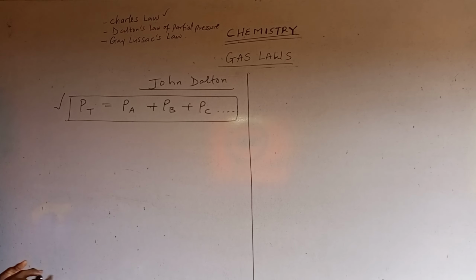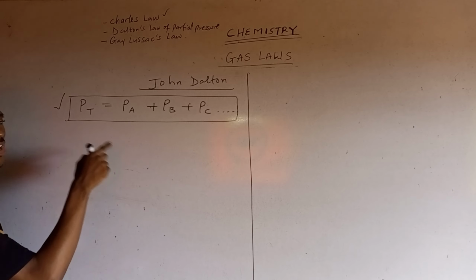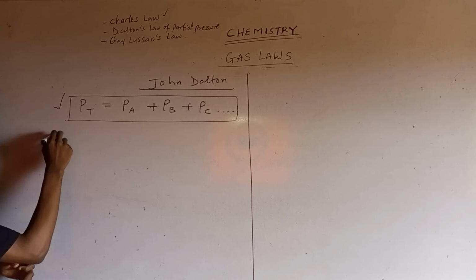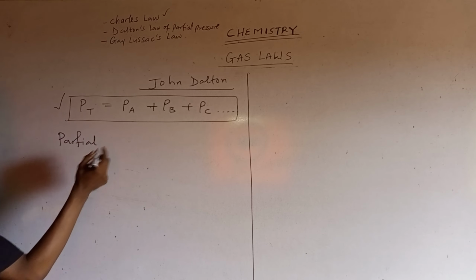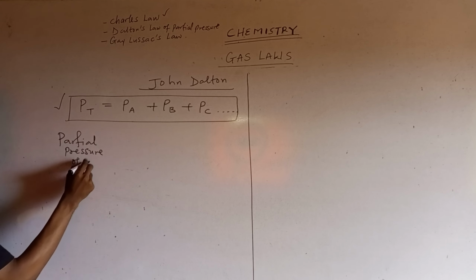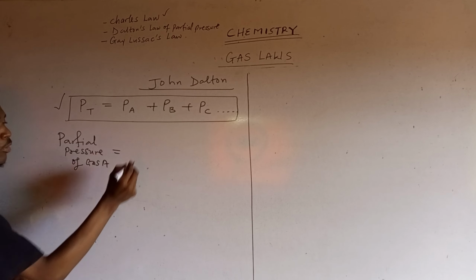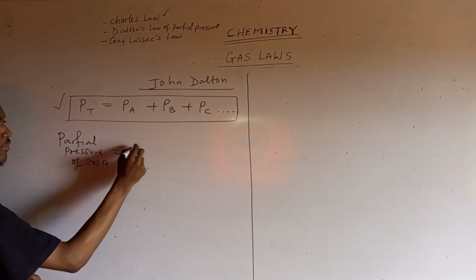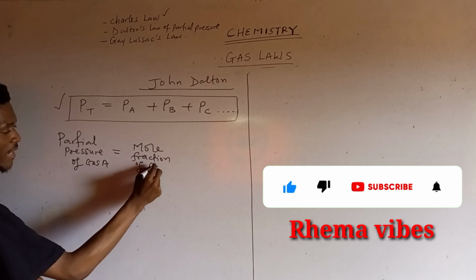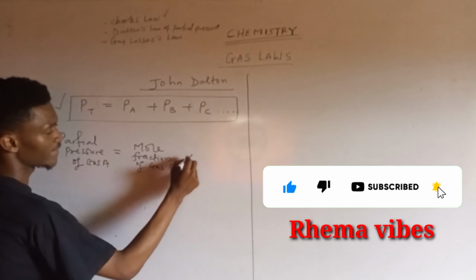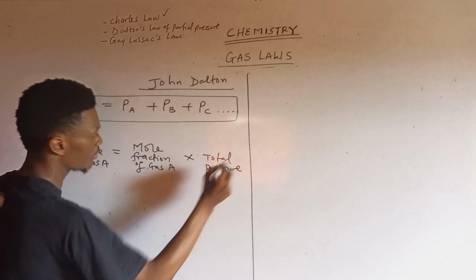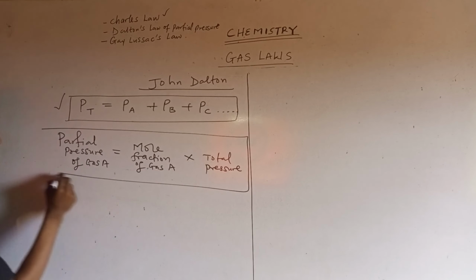Now, what about a situation whereby you are told to calculate the partial pressure of a particular gas in the mixture? So how do you do it? If you are told to calculate the partial pressure of, let's say, gas A in this mixture, what you do is this: you obtain the mole fraction of gas A, I'm going to explain this, then times the total pressure of the gases. All right.